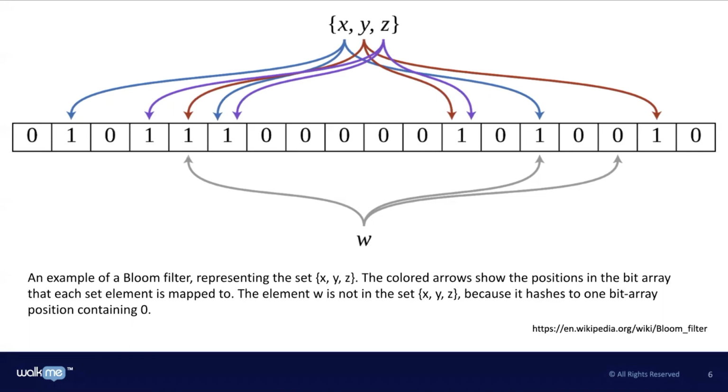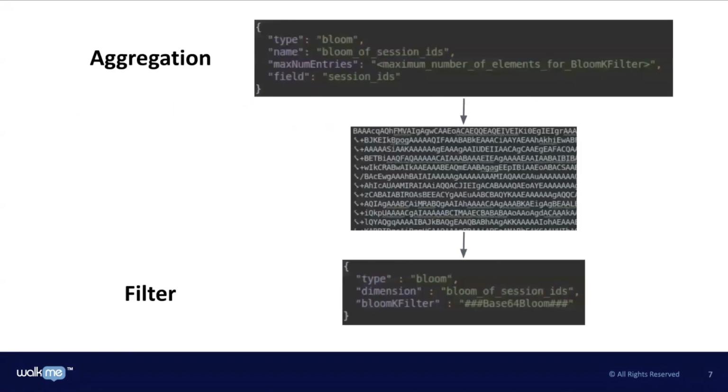But as soon as we create this array, we use it as a filter in Druid. So this is actually functionality that's built in. That's what it looks like. We'll use an aggregation query to create it, and then use it within the filter. And this is basically what gives us the super interactive response times.